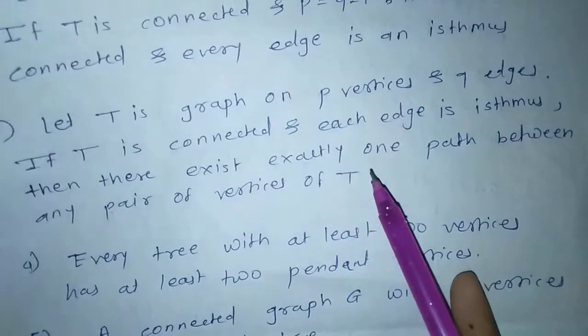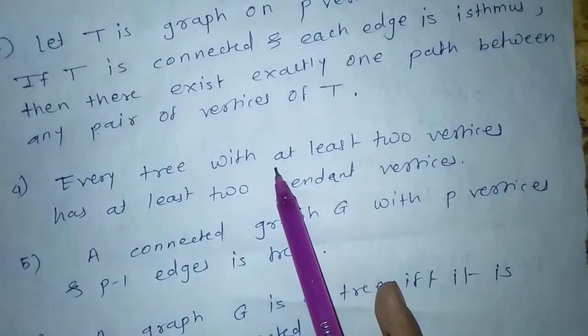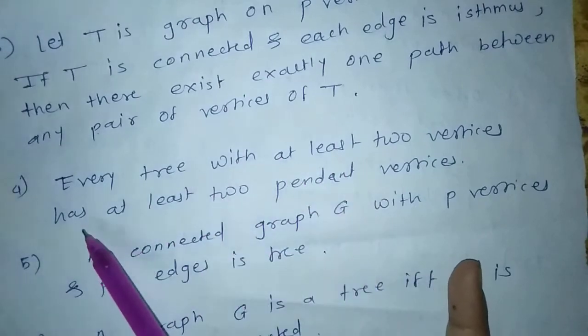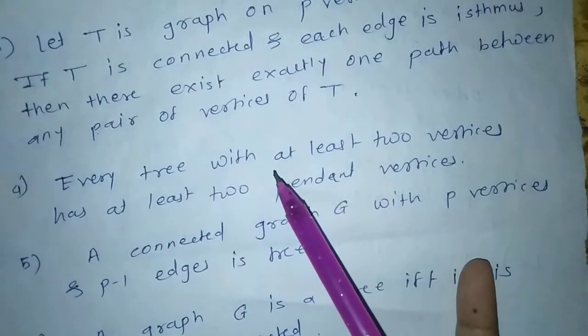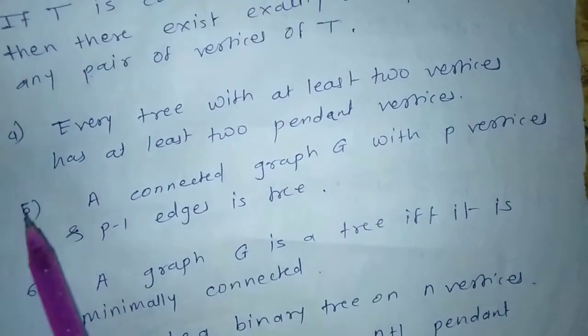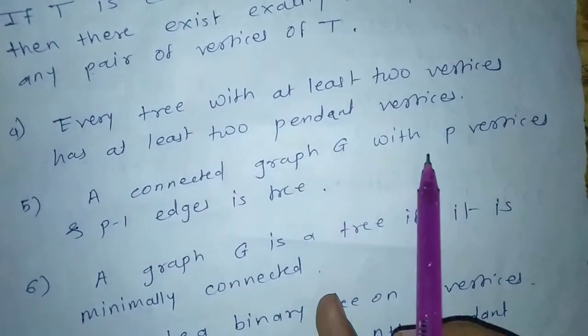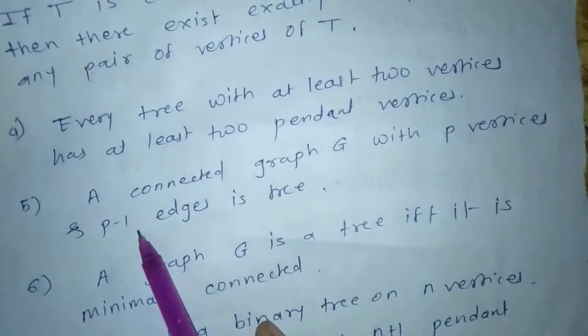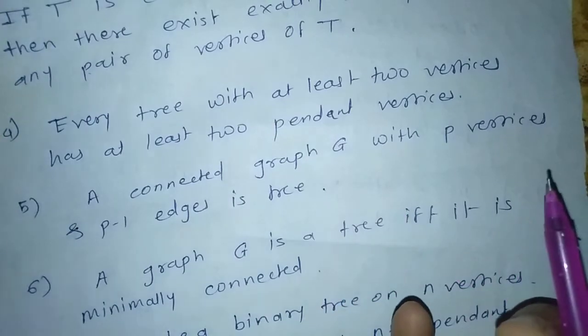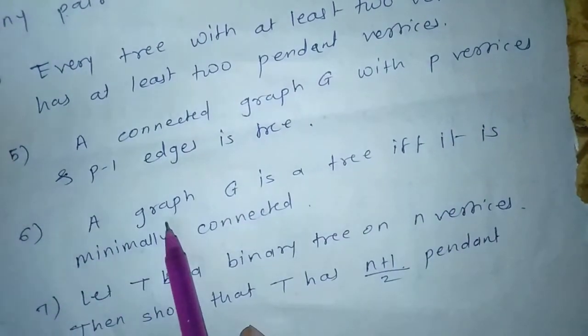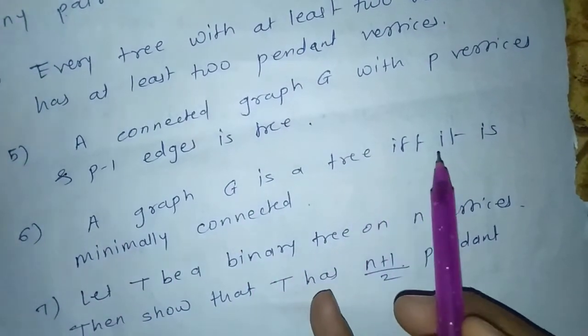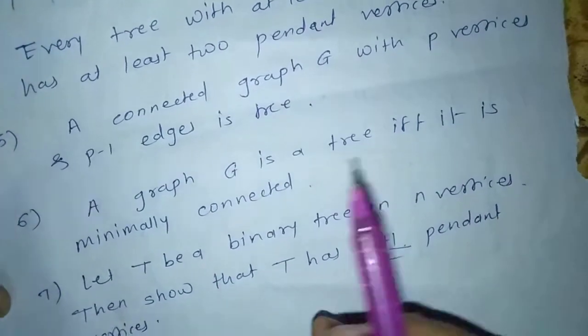Next, every tree with at least two vertices has at least two pendant vertices. Next, a connected graph G with P vertices and P minus 1 edges is a tree. Next, a graph G is a tree if and only if it is minimally connected.